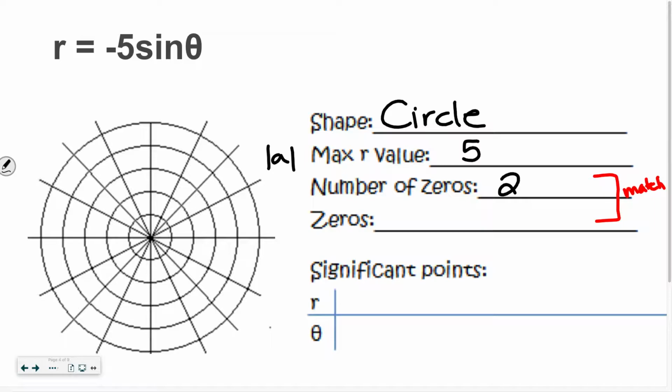Okay, to find these zeros, we're going to do like we would normally do with any function in rectangular form. When we wanted to find zeros in rectangular form, we would set y equal to 0 and solve for x. So to find zeros in polar form, we're going to set r equal to 0 and solve for theta. So here's where we get our zeros. Well, divide both sides by -5. 0 equals sine theta.